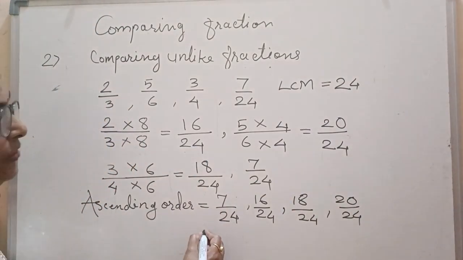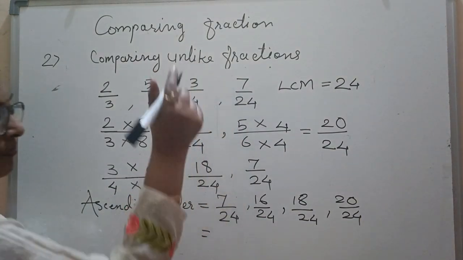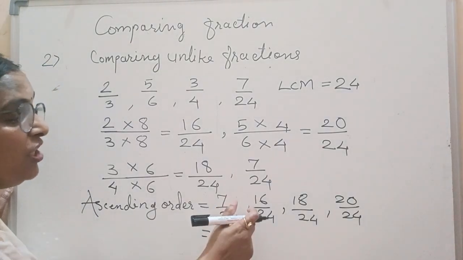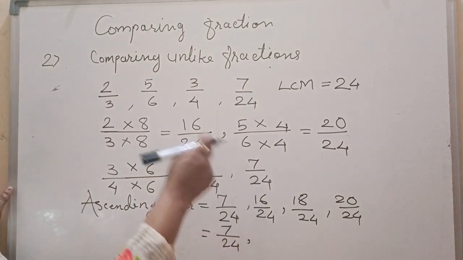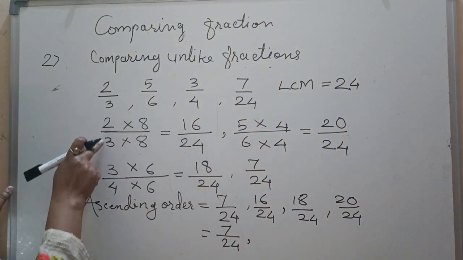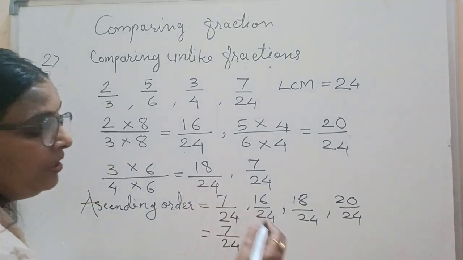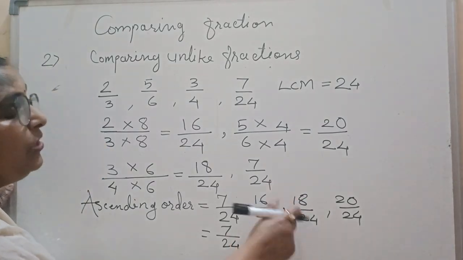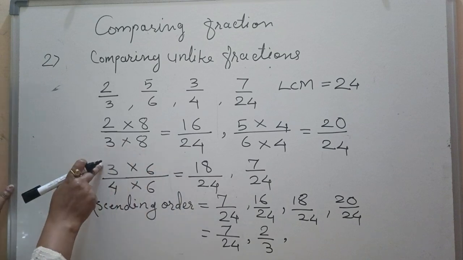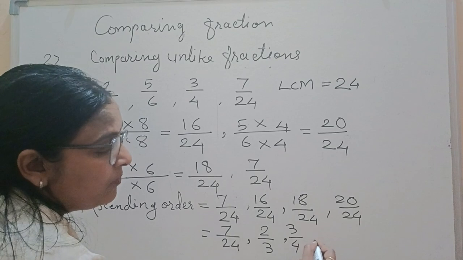Now see here 7 by 24. For what are we writing 7 by 24? The same number 7 by 24. 16 by 24. Where is 16? Yes, 16 by 24. For which fraction are you writing 16 by 24? 2 by 3. So here I will write 2 by 3. Next, 18 by 24. Where is 18 by 24? For which are you writing 3 by 4? So next is 3 by 4.